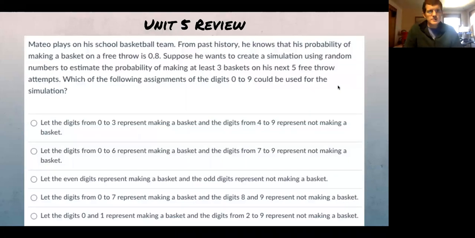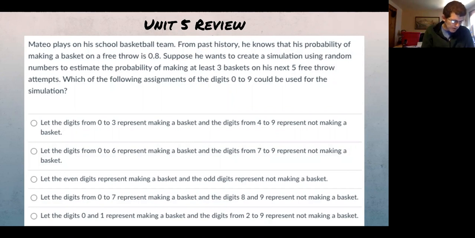Mateo plays on the school basketball team. From past history, he knows that his probability of making a basket on a free throw is 0.8. Suppose he wants to create a simulation using random numbers to estimate the probability of making at least 3 baskets on his next 5 free throw attempts. Which of the following assignments of the digits 0 to 9 can be used for the simulation? So we know that 8 of them should represent success, and then 2 of them should represent failure. So I want to find a situation where that's taking place.